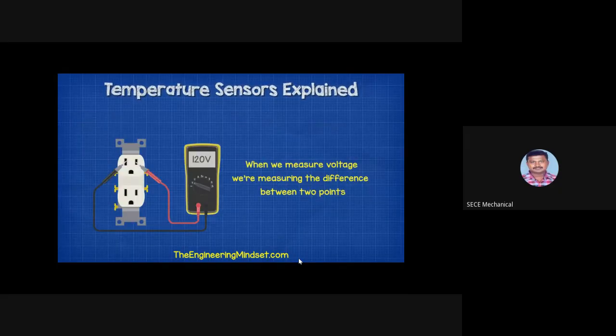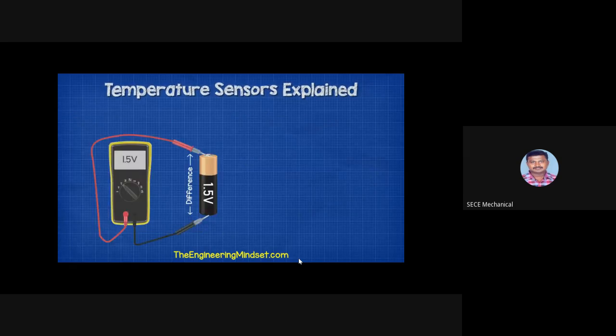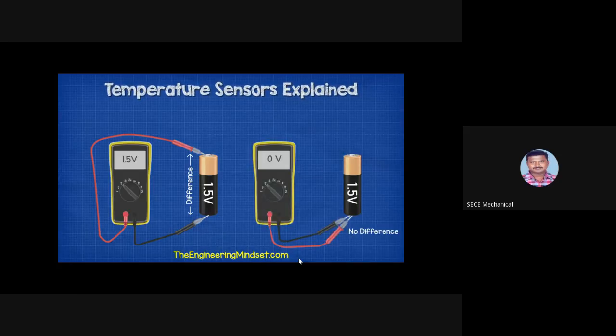Same with voltage. We are comparing the difference between one point to another. If we read across a 1.5 volt battery, we get a reading of 1.5 volts. But if we try to measure the same side, we wouldn't read any voltage. We can only measure the difference between 2 points.